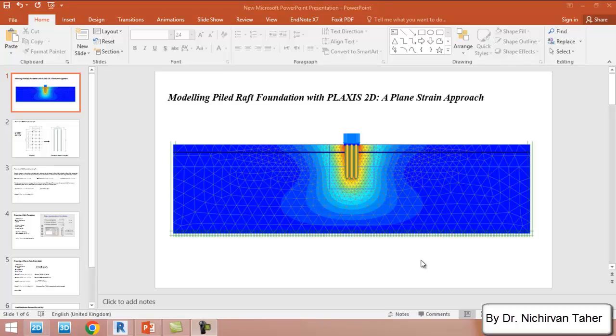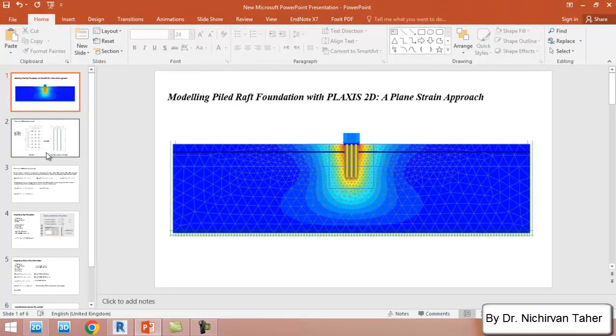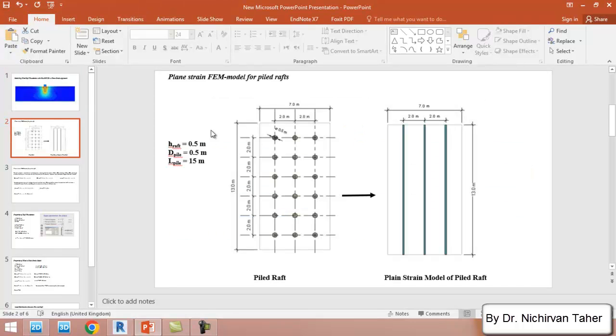In this tutorial I will try to explain how to simulate the pile draft foundation with PLAXIS 2D using a plane strain approach or plane strain model. So let us begin. This is our example of a pile draft foundation.